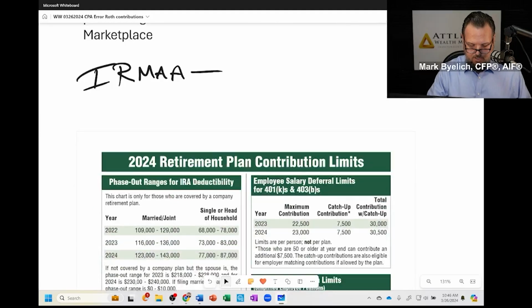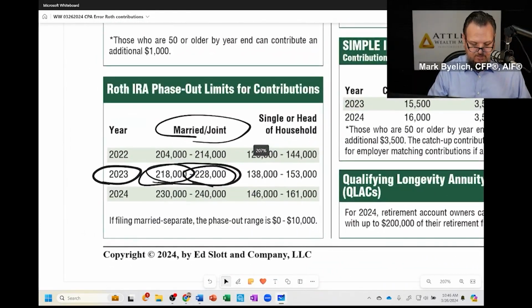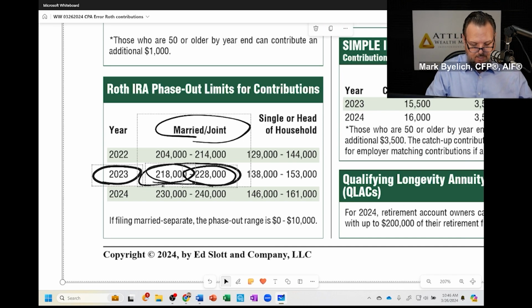So again, these numbers I shared with you down here, these phase-outs are based on modified adjusted gross income. This person was showing on their tax return an adjusted gross income, that is line 11 on their tax return for 2023, of $236,922. So on the surface, you might say, well, Mark, this accountant is absolutely right. These people made too much money by the IRS's definition to contribute to a Roth IRA. On the surface, that's correct.